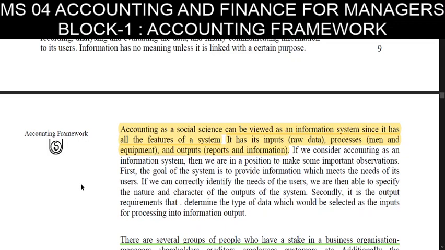Input is what? It is the raw data, collection and recording of all the events. Processing, what is the processing? Men and equipment and accounting theory. What is the output? Reports and information like financial statements. What are the financial statements? Income statement or profit and loss account and balance sheet. These three, inputs, processing and outputs, can make an accounting system as an information system.